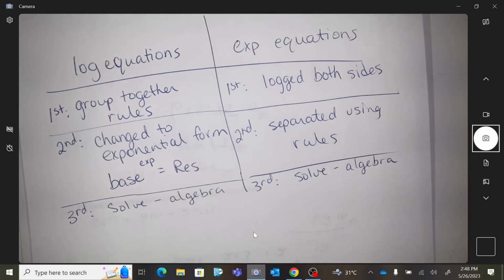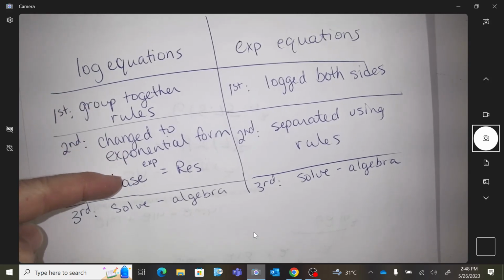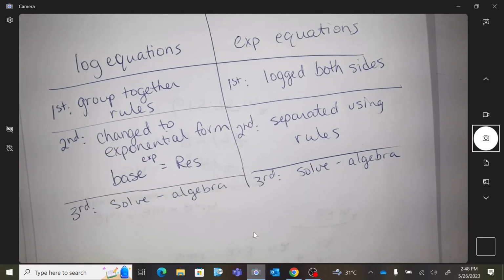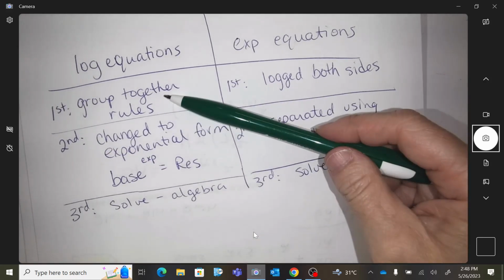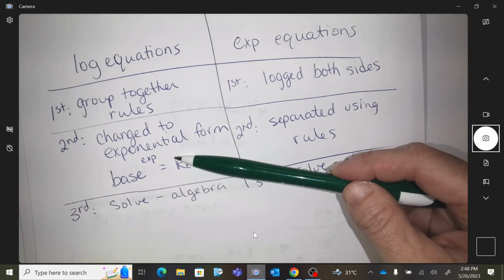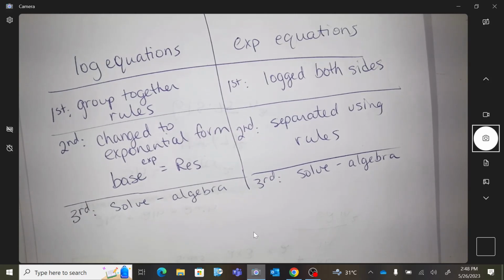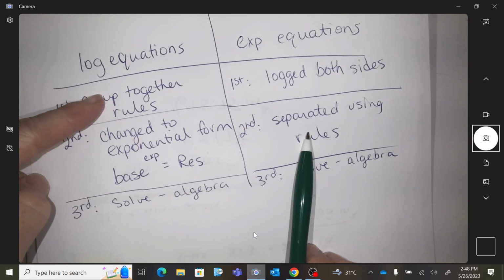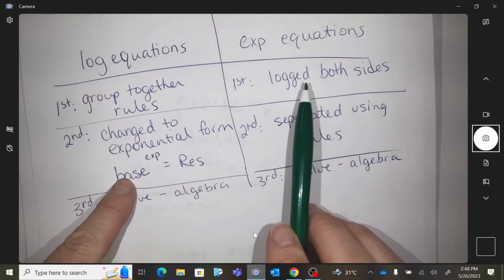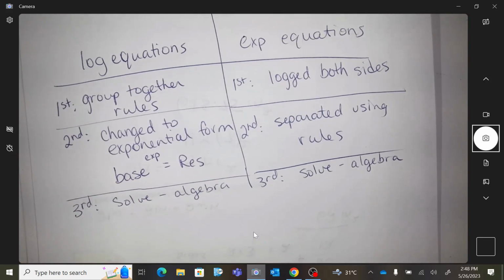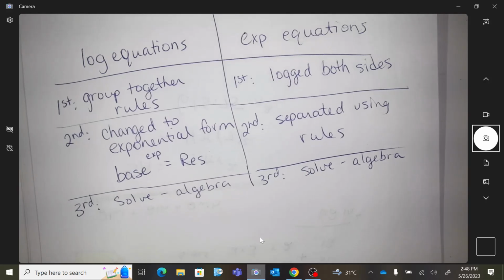So what do you notice about this summary? We grouped, changed to exponent. Is this like completely opposite, reverse? No. We grouped and then changed to exponent. Here we logged and separated. Grouping and separating are different. Exponential and log are different. We changed to exponent and here we logged things. Theoretically, I think it is. Theoretically. Not on paper.